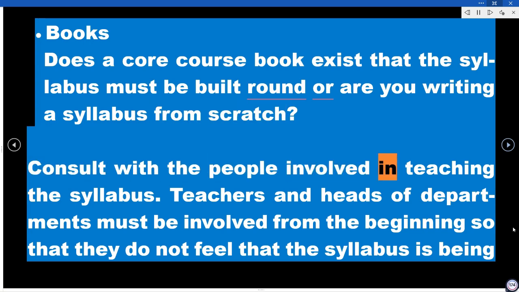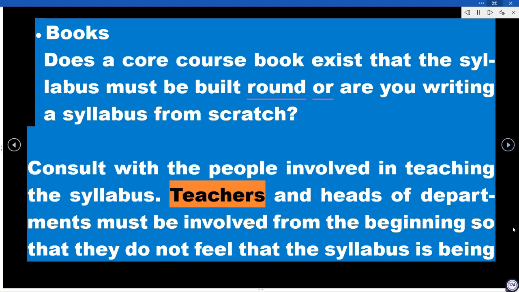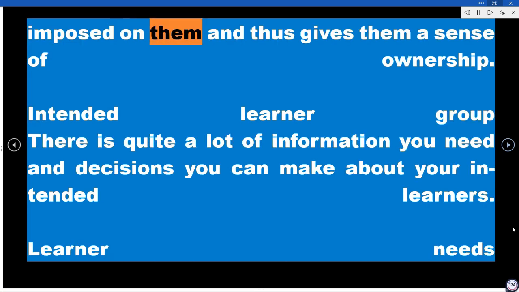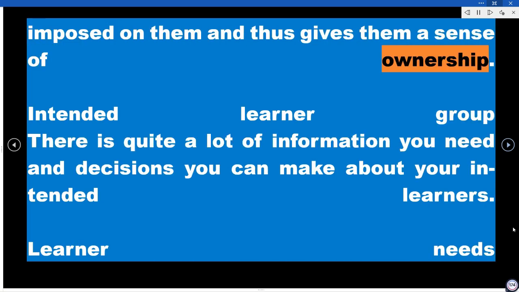Consult with the people involved in teaching the syllabus. Teachers and heads of departments must be involved from the beginning so that they do not feel that the syllabus is being imposed on them and thus gives them a sense of ownership.